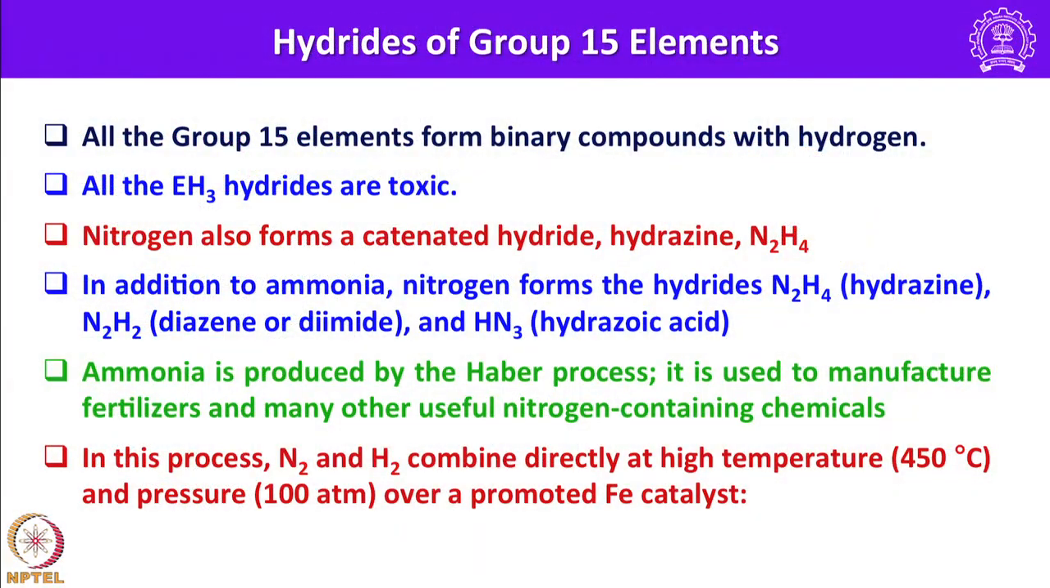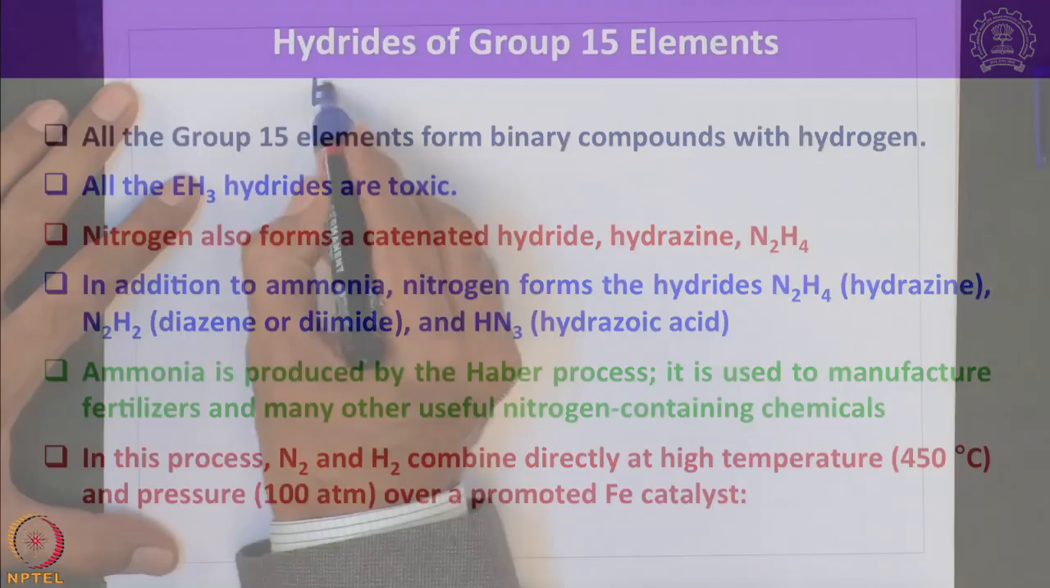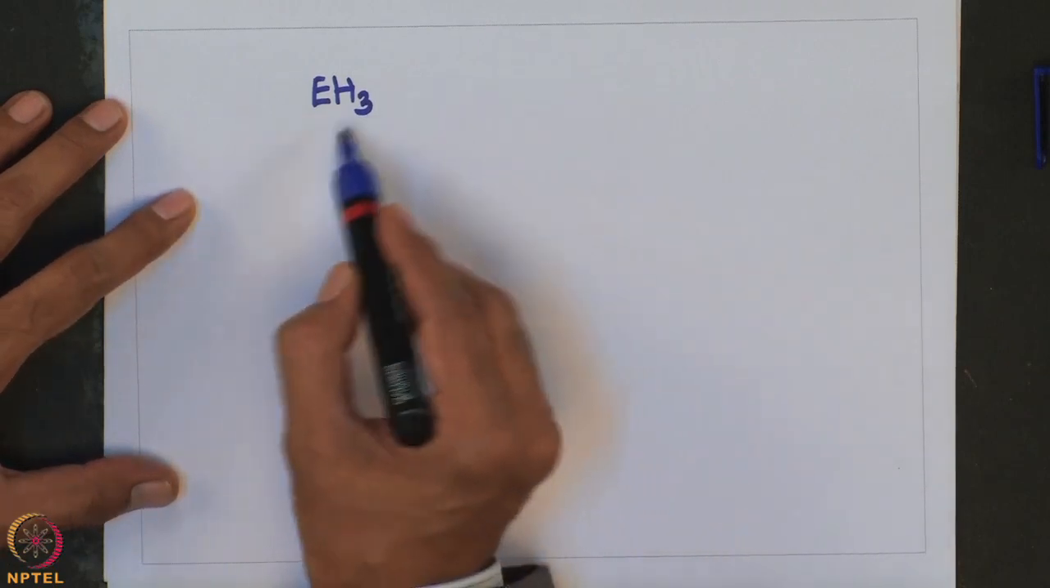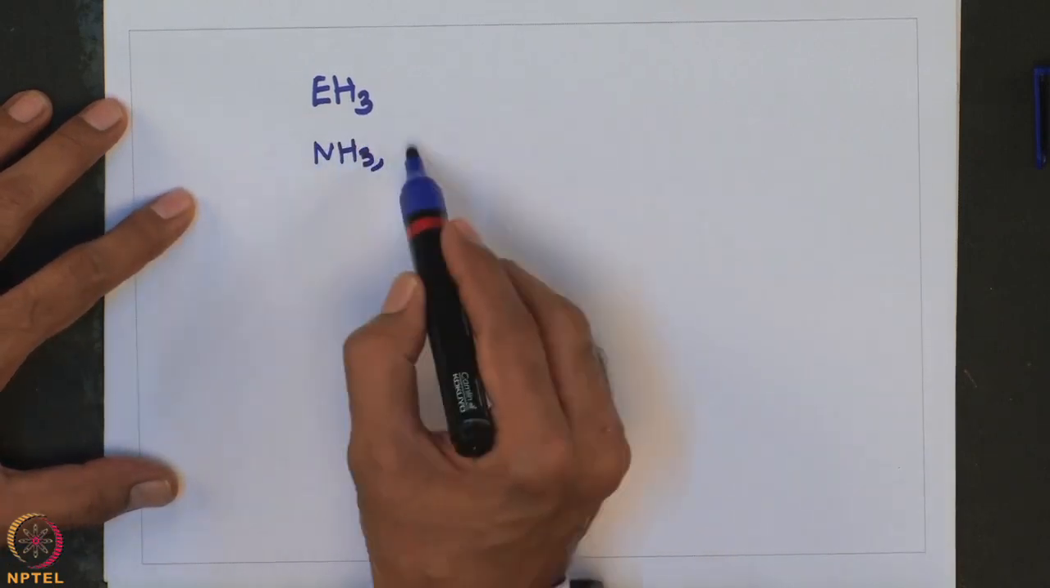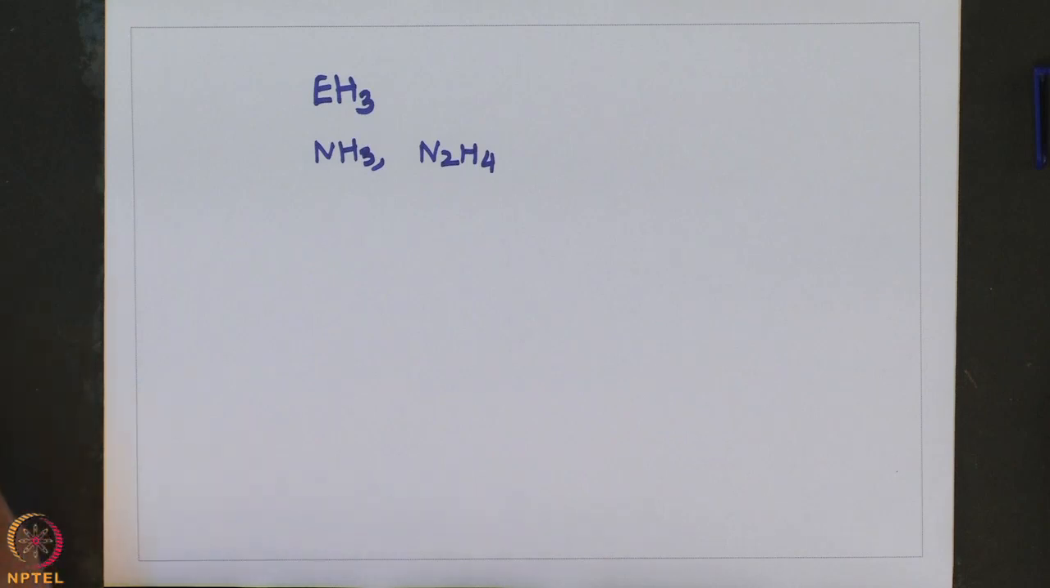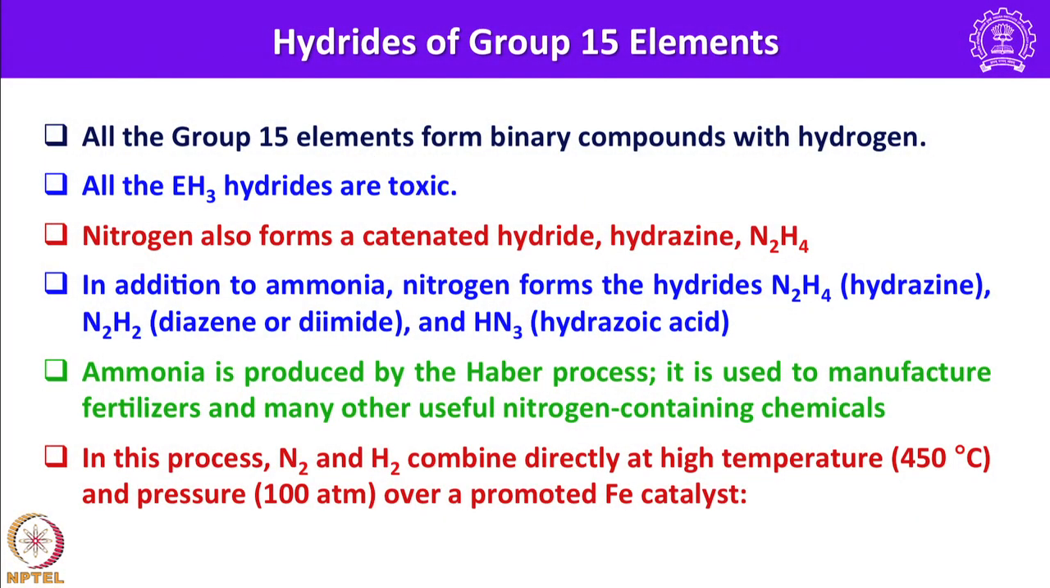So, now let me begin the discussion on hydrides of group 15 elements. All the group 15 elements form binary compounds with hydrogen, which are toxic, having the composition EH3. Nitrogen also forms a catenated hydride besides NH3, N2H4, that is called hydrazine, you can see there. In addition to ammonia, nitrogen forms the hydrides N2H4 or diazene N2H2 and of course HN3, that is called hydrazoic acid. There should not be any confusion between ammonia NH3 and hydrazoic acid HN3.